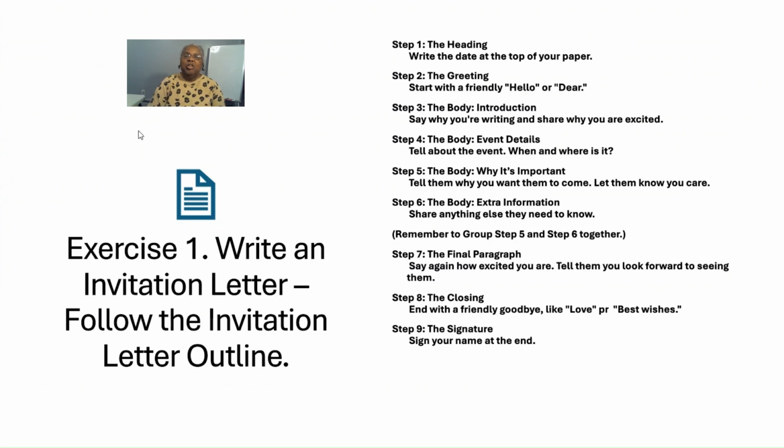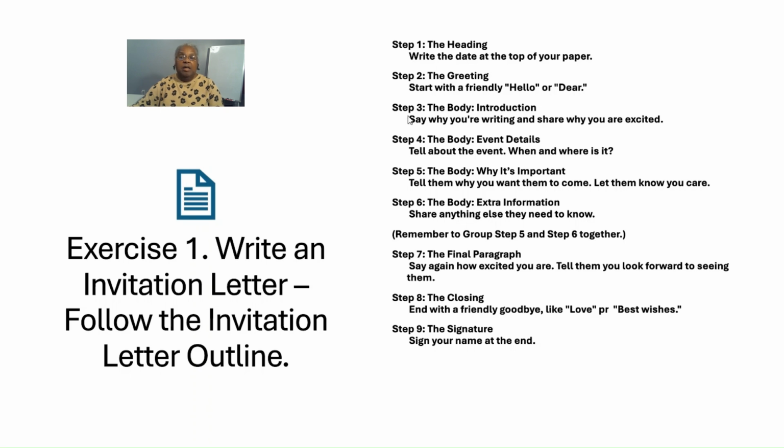Now, let us test your understanding of the lesson today, which is how to write an invitation letter. Here are the steps that you must follow. I'll go over the steps again. Step 1, the heading. Write the date at the top of your paper. Step 2, the greeting. Start with a friendly hello and the person's name, or dear and the person's name.